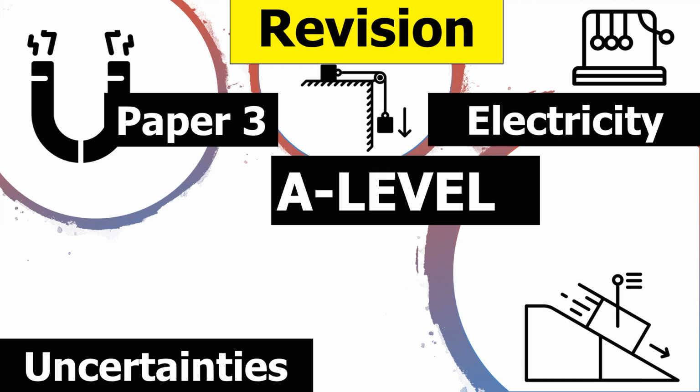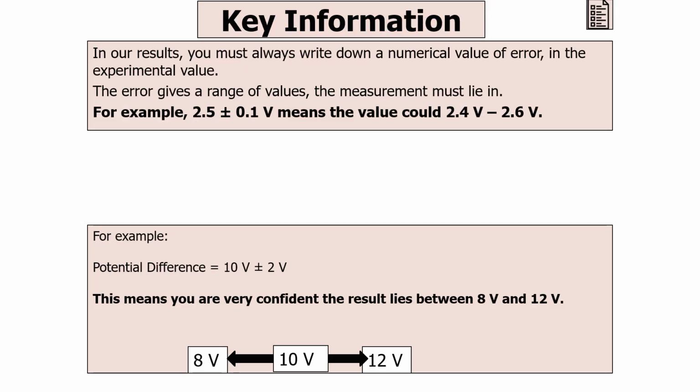Let's now have a look at the concept of uncertainties. Now in our results, you must always write down a numerical value of error in the experimental value. The error gives a range of values the measurement must lie in. So for example, if it's 2.5 plus or minus 0.1 volts, the reading could be 2.4 volts or 2.6 volts. So it means you're very confident that the result lies within these two values. So if we consider the measured value, say for example to be 10 volts, and it's plus or minus 2 volts, well then the actual value is in the range of 8 volts to 12 volts.